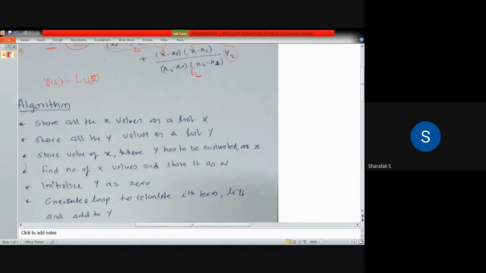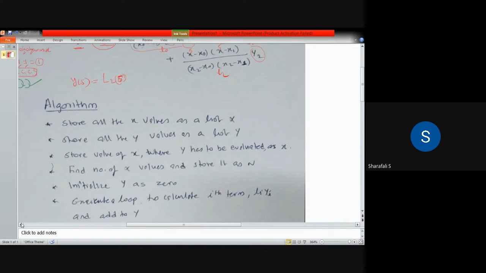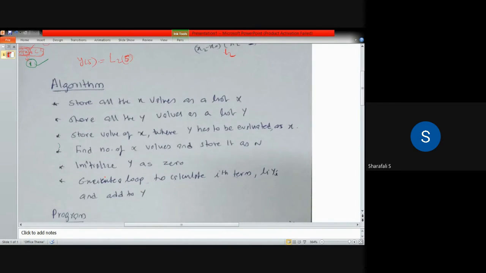Now let us consider the algorithm for this particular program for Lagrange's interpolation. And the algorithm will be like this. First, you have to store all the data points that are given, that is in X and Y. So all the X values we have to store as a list, and we call that list capital X. And then we have all the Y values, which we have to store as another list with the name Y. Okay, so these two are representing the given data points, which are stored as lists.